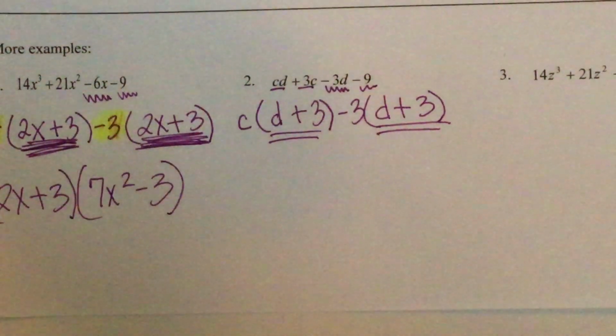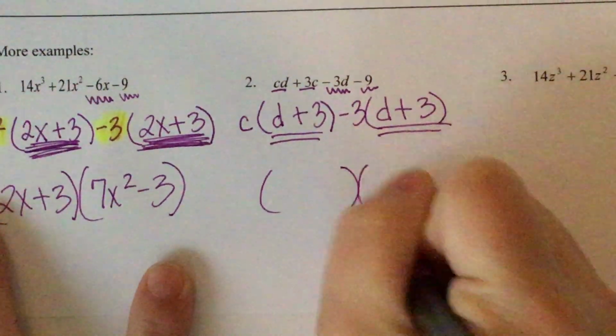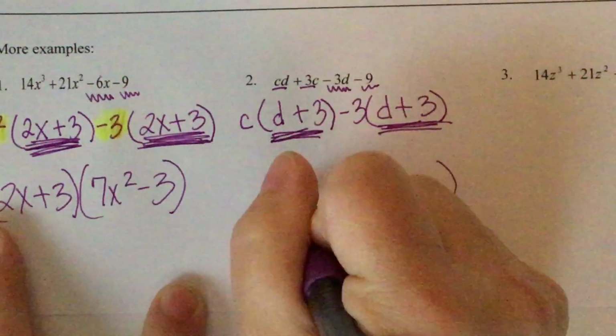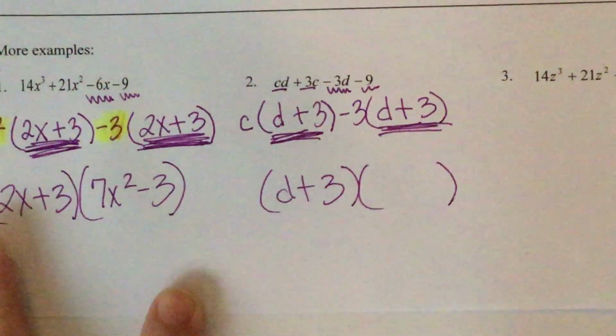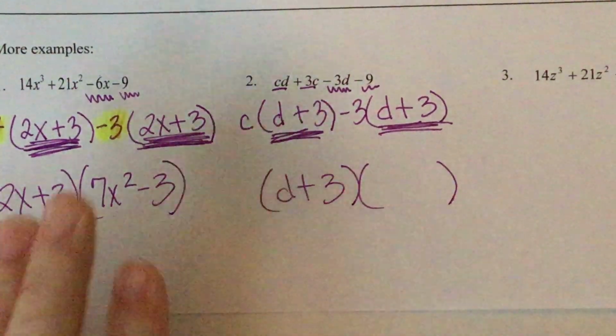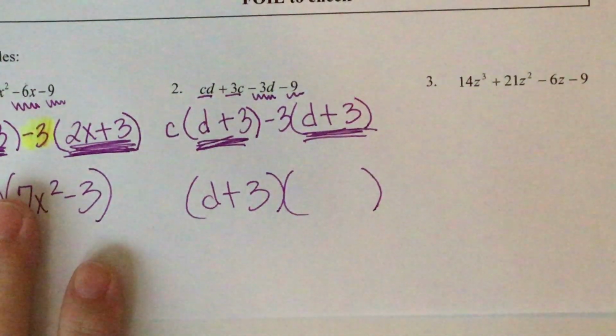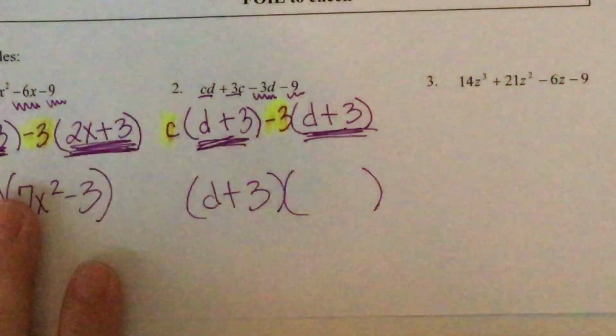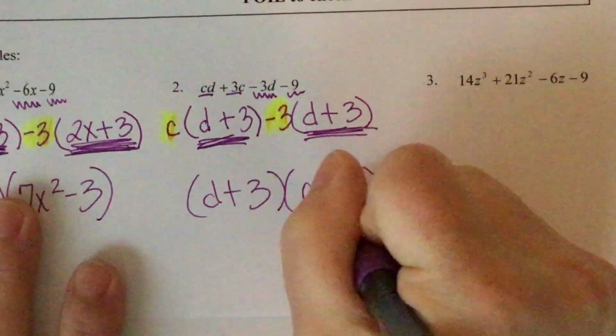Okay, so now I'm ready for my 2 sets of parentheses. Whatever you wrote here and here, you write one more time. And what's going to go in the other set of parentheses? C minus 3. It's whatever's left over, the guy in the front and the guy in the middle. So C minus 3.